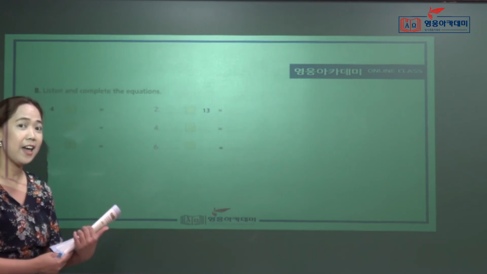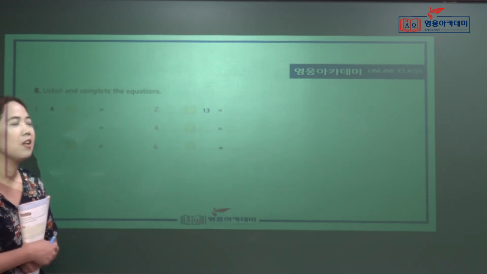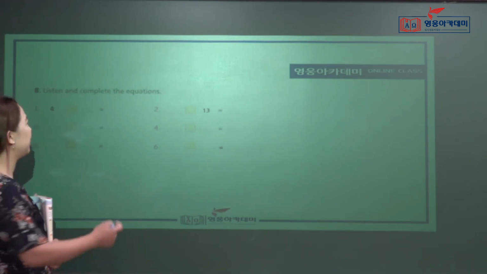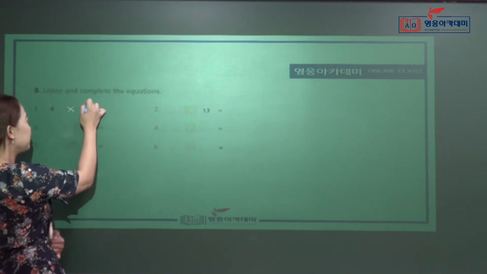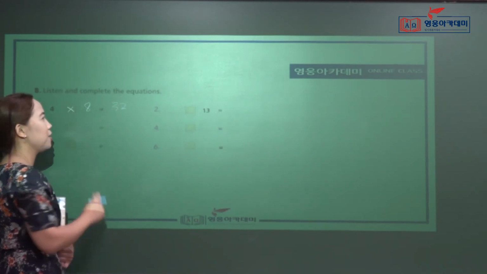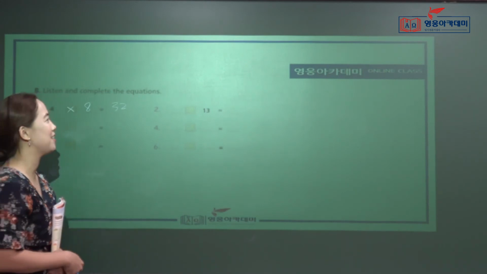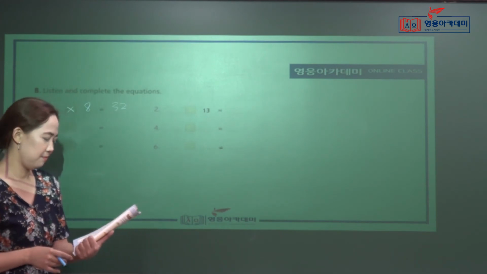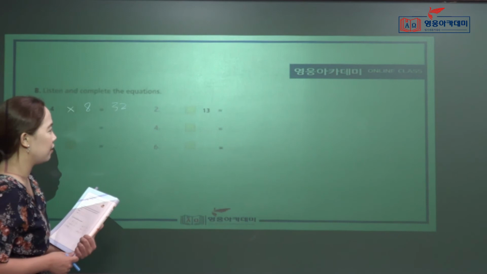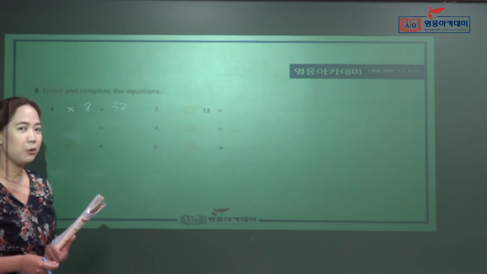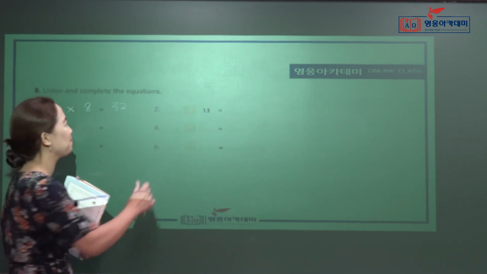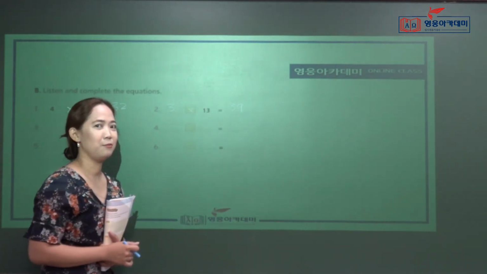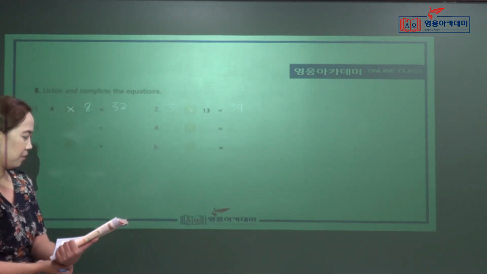4 times 8 is 32. Finished? Okay, what did I say? 4 times 8 is 32. Are you guys correct? All right, next, number 2. 3 times 13 is 39. Finished? 3 times 13 is 39. Very good. Next, number 3.